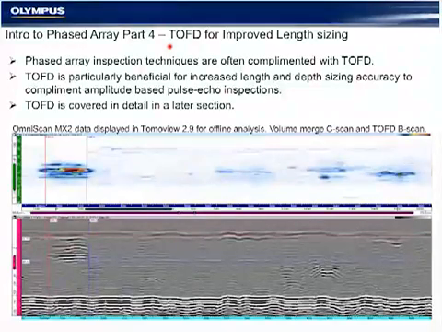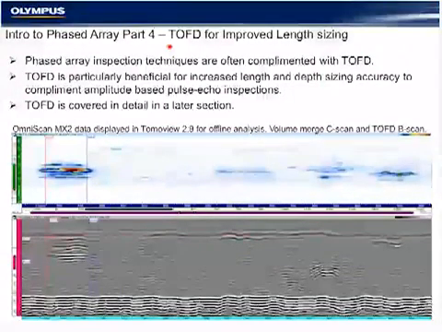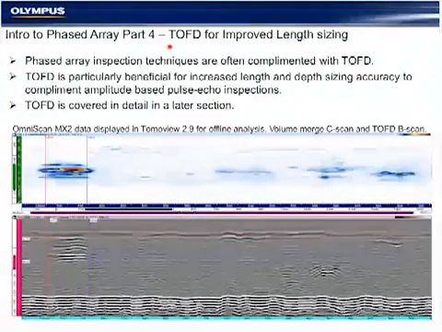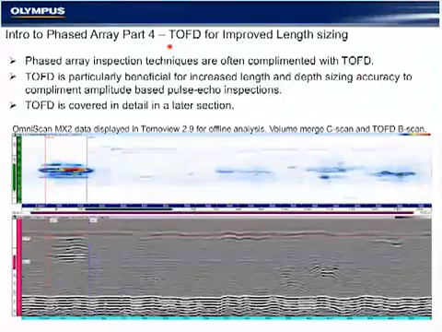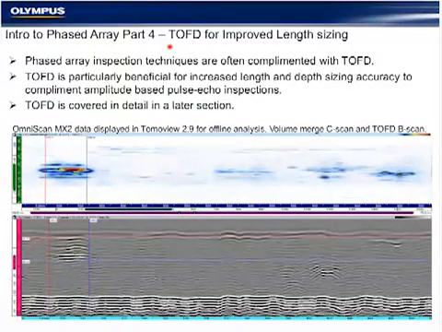TOF aids in our length sizing, depth, and height sizing and provides supplemental information once a flaw is determined to have met the amplitude threshold for evaluation or reject in the phased array. TOF is also a very good complement to these instruments because it only uses a single A-scan of our 255 A-scans available, and it's a fairly low-cost conventional technique that can be added to the scanner quickly and easily.